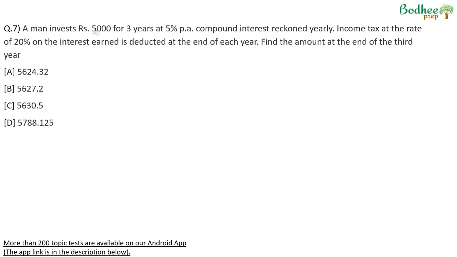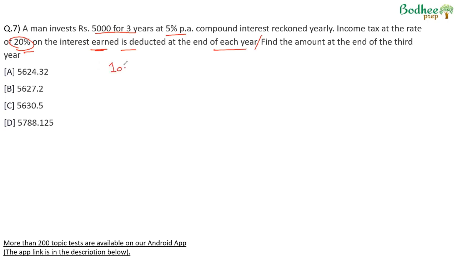A man invests rupees 5,000 for 3 years at 5% per annum compound interest, reckoned yearly. Income tax at the rate of 20% of the interest earned is deducted at the end of each year. Now, this 20% is deducted on the interest only. Find the amount at the end of the third year.